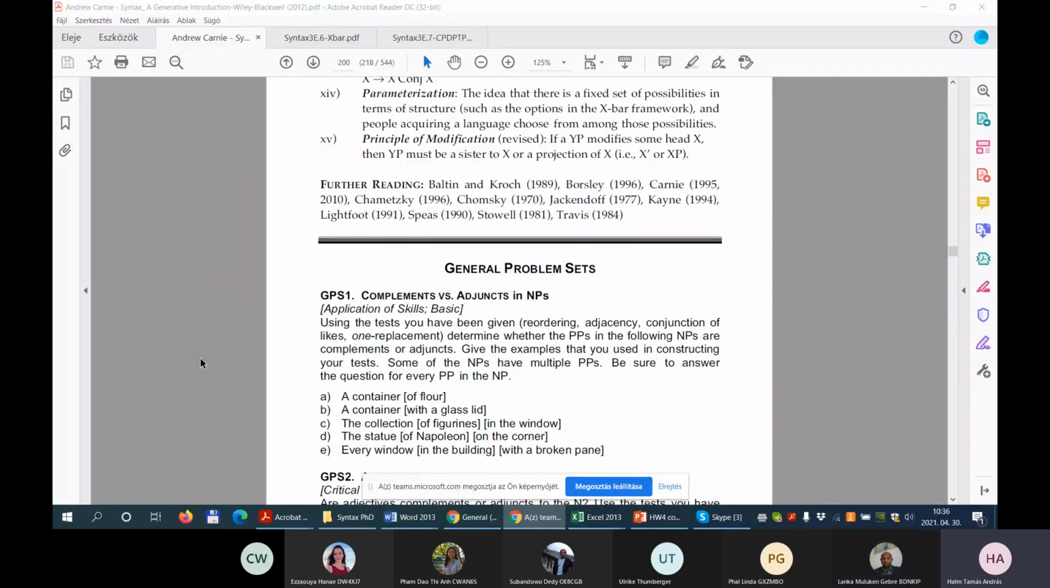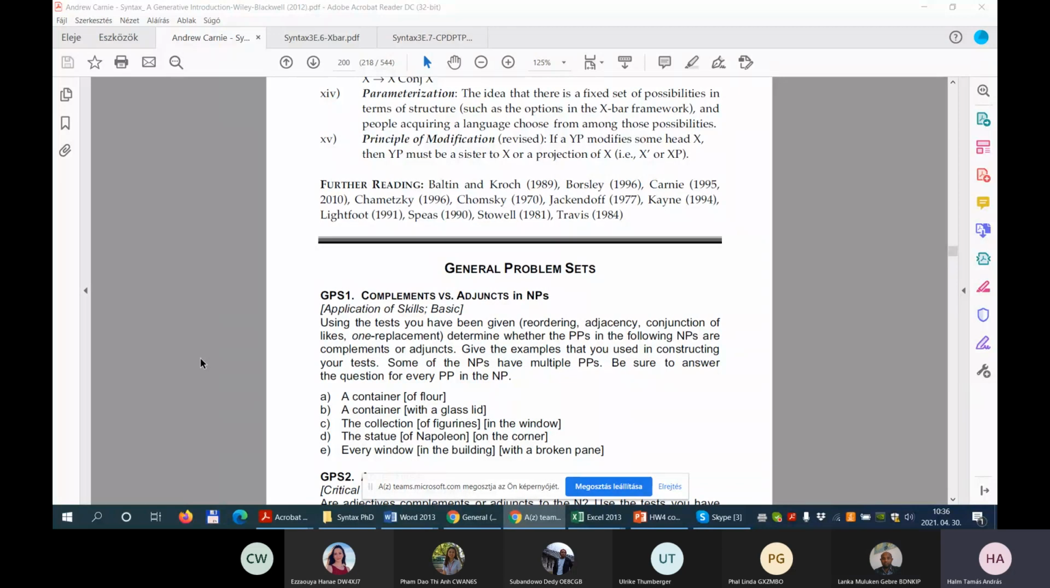Okay, so let's start from the end. I absolutely agree. You can say something like, give me the container with the plastic lid and also the one with a glass lid. So you can do this one replacement. And as you said, this indicates that with a glass lid is an adjunct. Okay, so this is perfect. And what was the first test? I didn't understand it perfectly. The first test is a container and a glass lid.